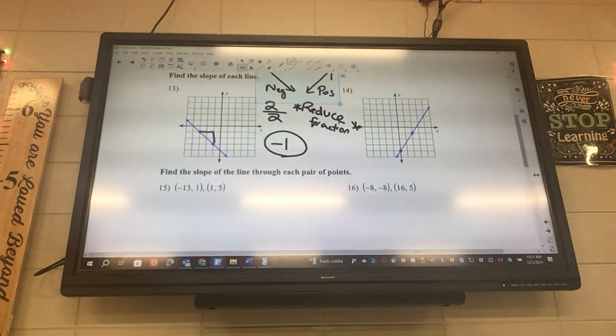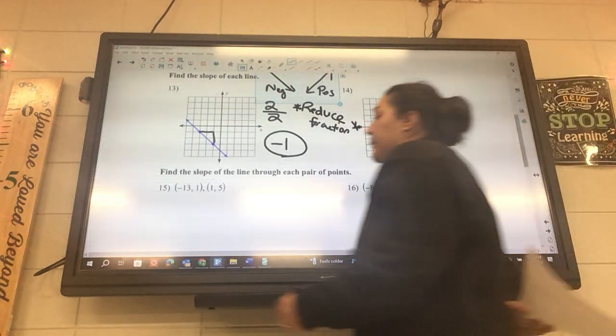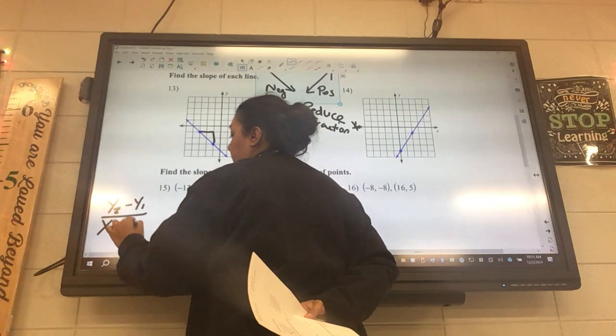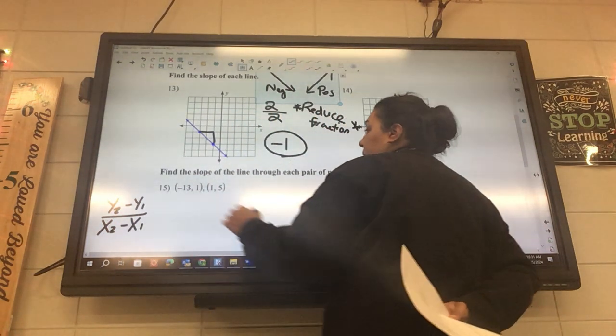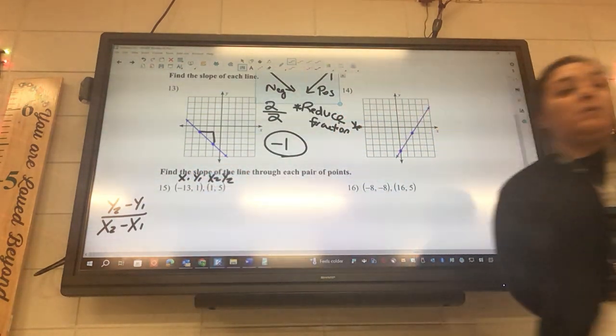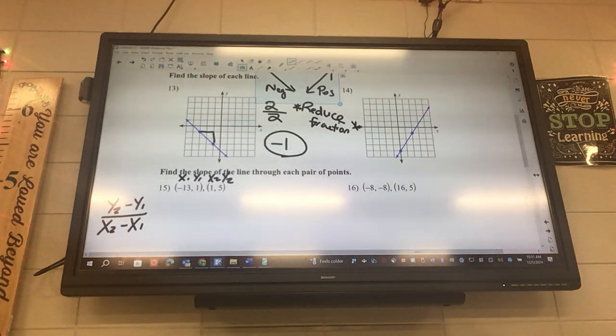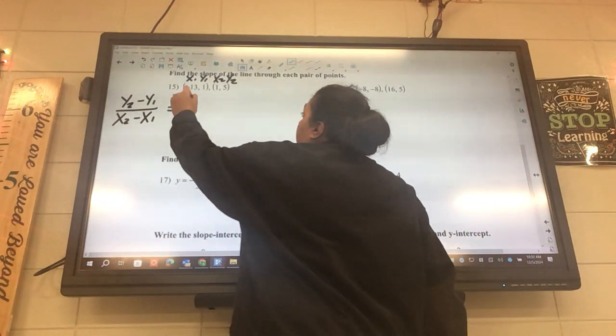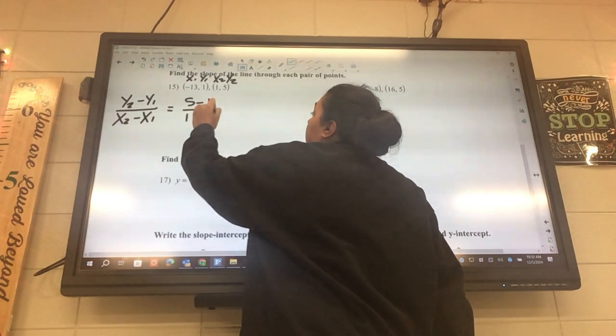Okay, 15 says find the slope of the line through each pair of points. Write this formula down: y2 minus y1 over x2 minus x1. Okay, and so if you have the formula, it's not that bad. The rest you can just do on the calculator, okay? So it's going to be 5 minus 1 over 1 minus negative 13.